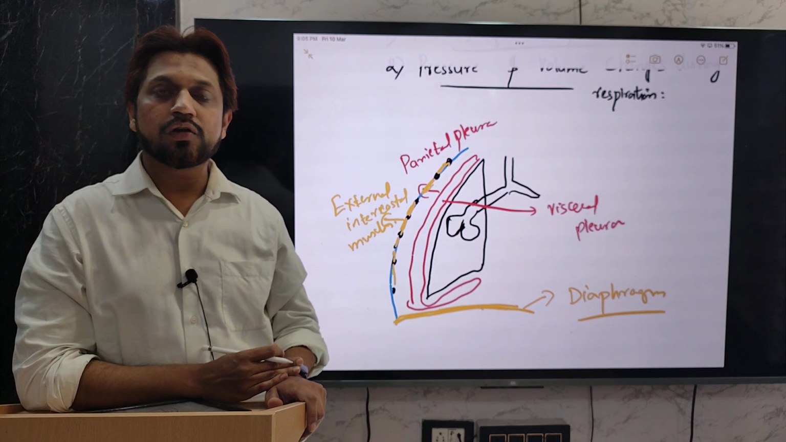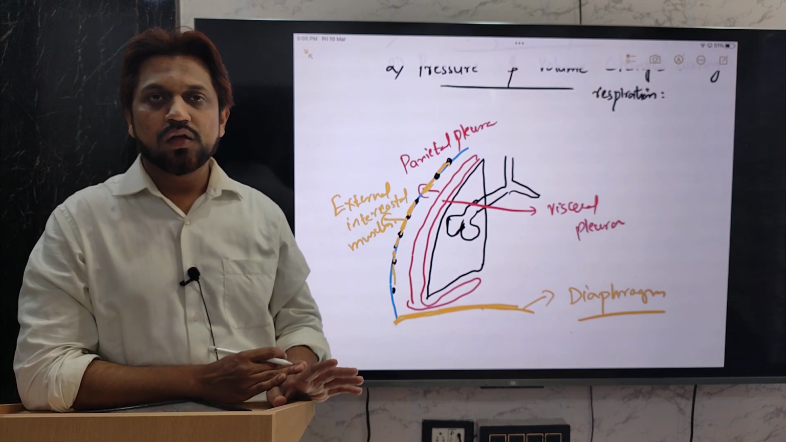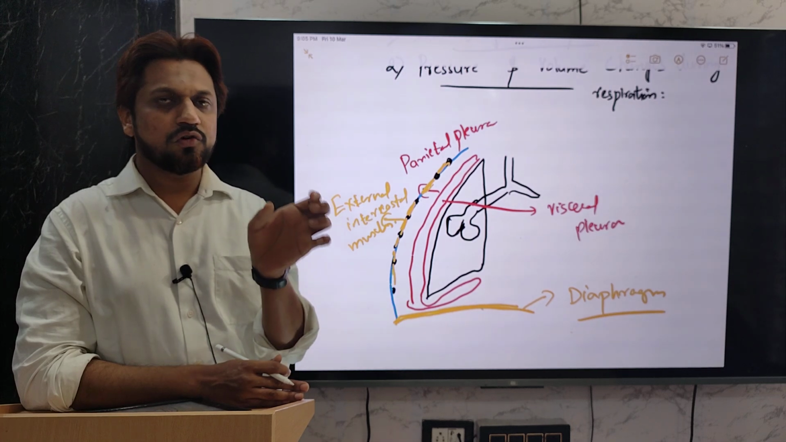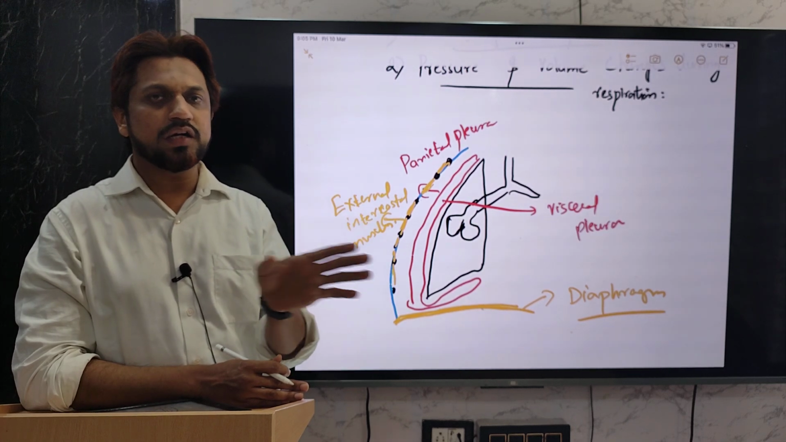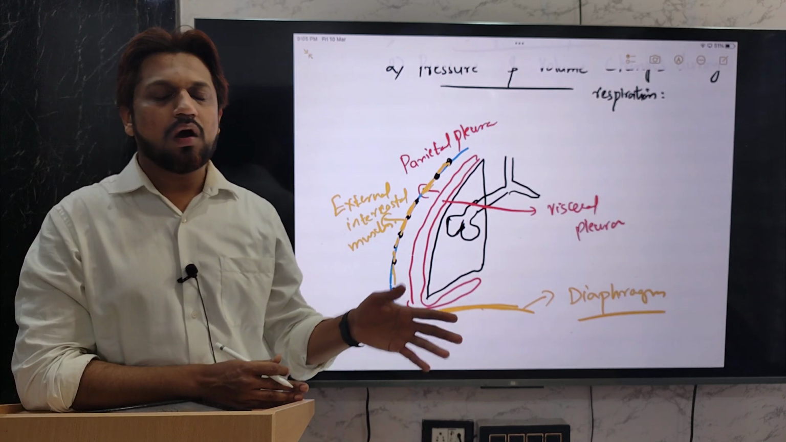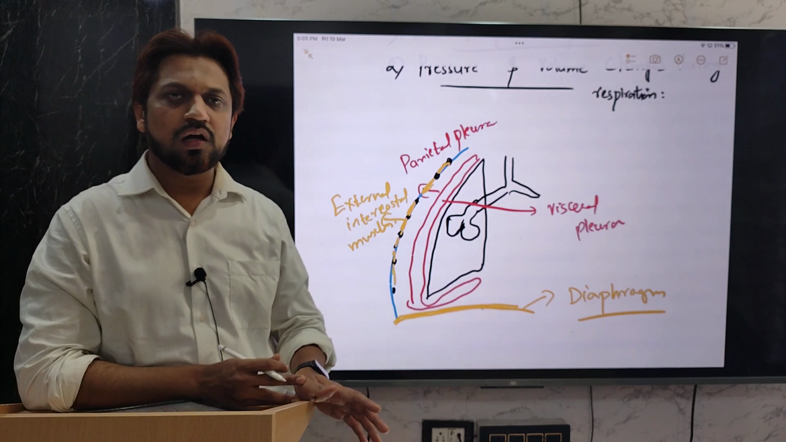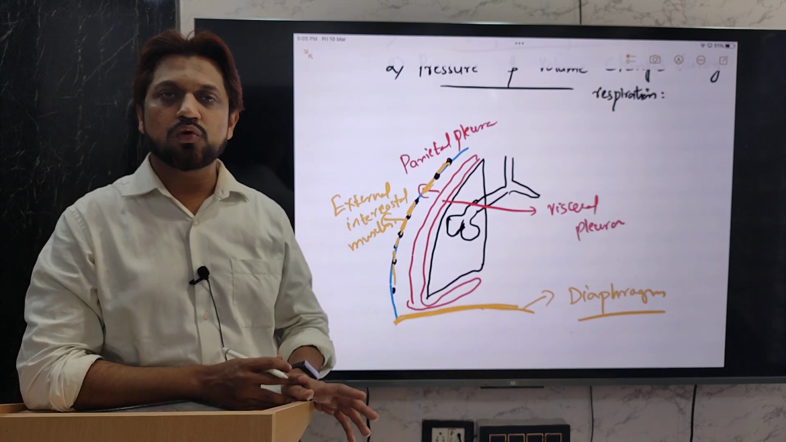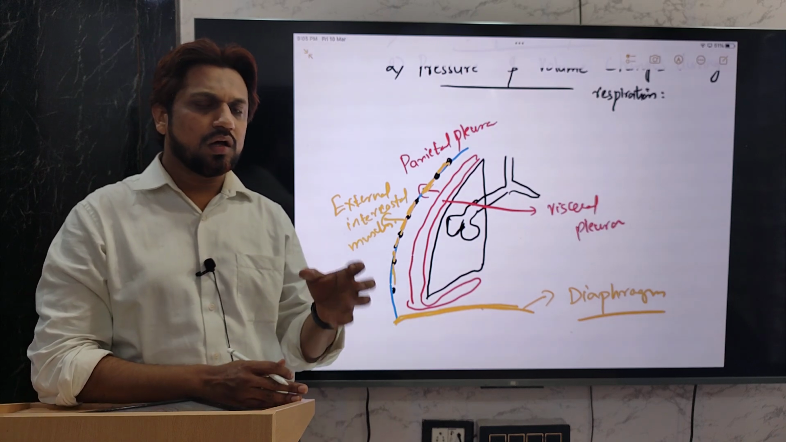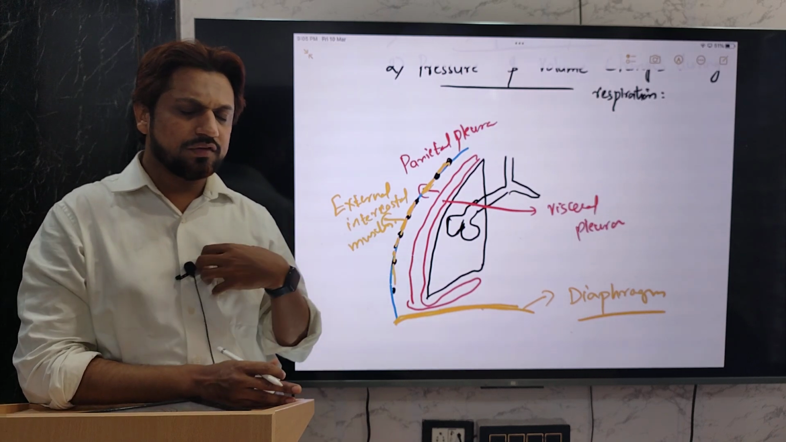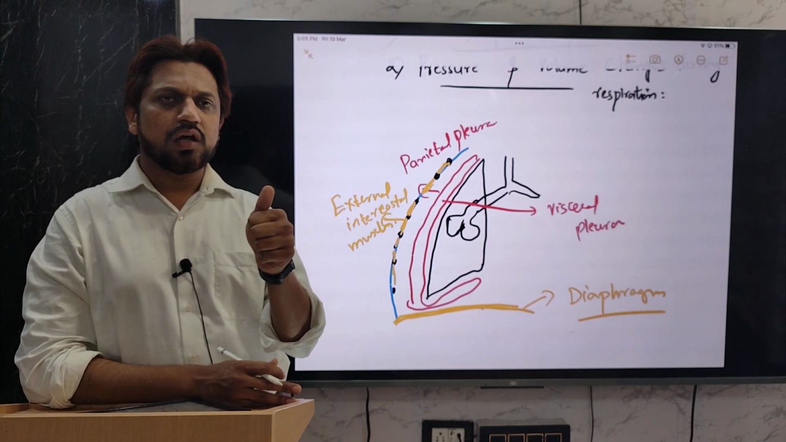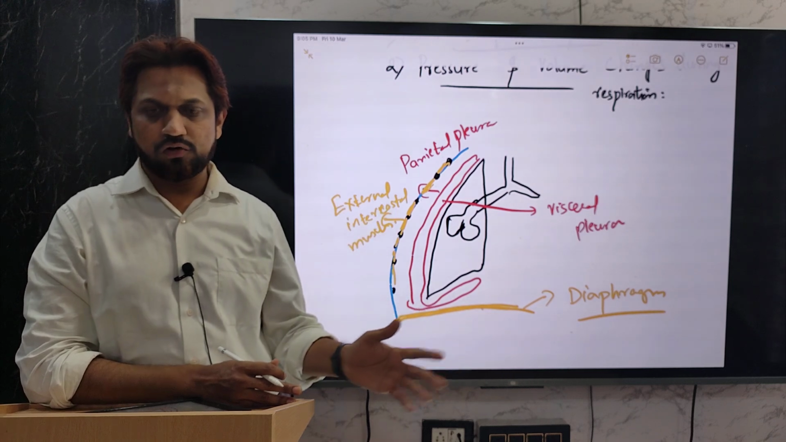One more thing I want to add here is the normal respiratory rate. One cycle, that is inspiration and expiration, constitutes one respiratory cycle. In a minute it will be around 12 to 16 times, just as the heart rate is around 60 to 100 heartbeats per minute. Similarly, the respiratory cycle consists of inspiration and expiration.